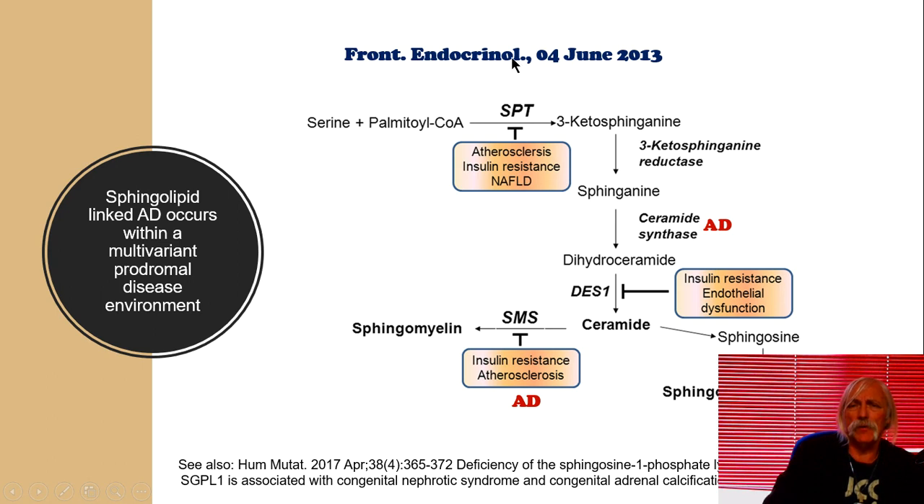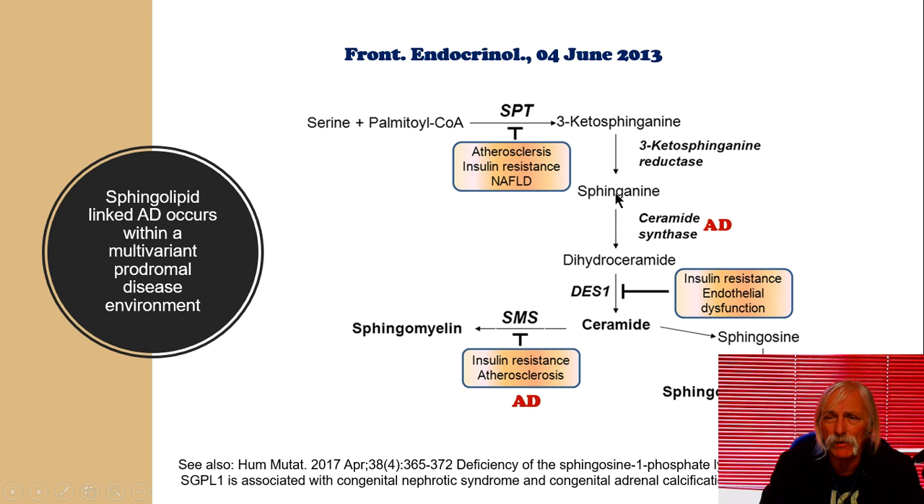So this comes from a paper published in Frontiers in Endocrinology. Again, sphingolipid-linked AD occurs within the multivariant prodromal disease environment. Now check this out. Now we're not talking about AD, we're talking about other diseases which have also been shown to be impacted by sphingolipids. So this pathway here, making sphingosine lipids, is known to be blocked in atherosclerosis and insulin resistance and non-alcoholic fatty liver disease. That's blocked when you have those diseases because of metabolites generated in dyslipidemia in those systems.